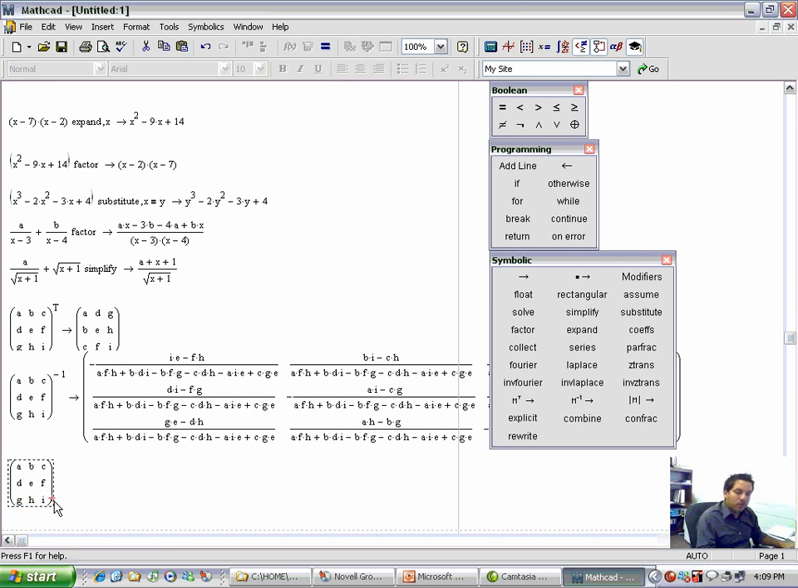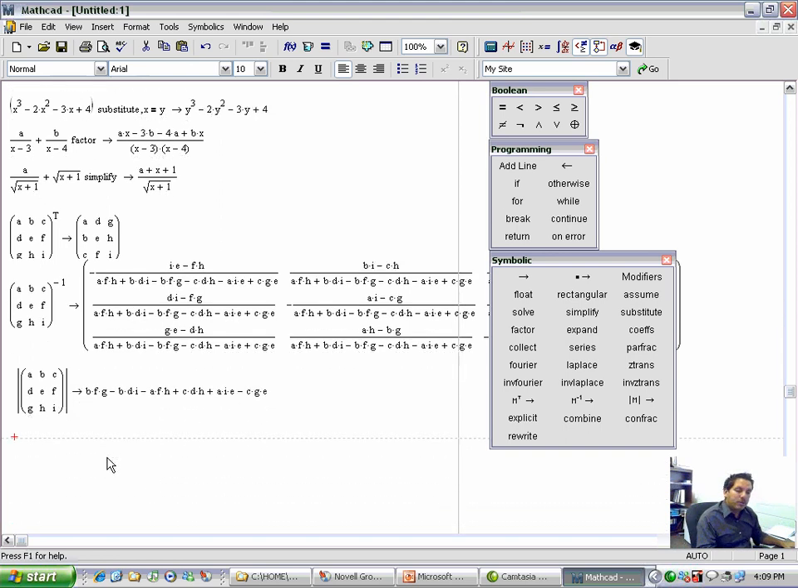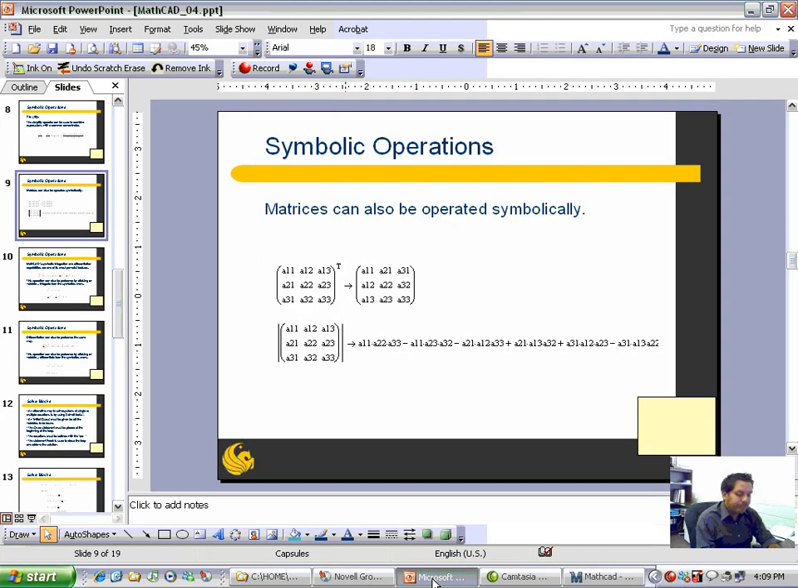If I give you this original matrix, A, B, C, D, E, F, G, H, I, and let's select the matrix and do the determinant of this matrix, this is the expression that you will get at the end of the day. The determinant of this matrix is given by this combination of the 9 coefficients. Okay, let's go back to the presentation.